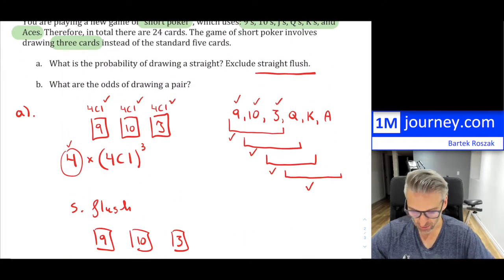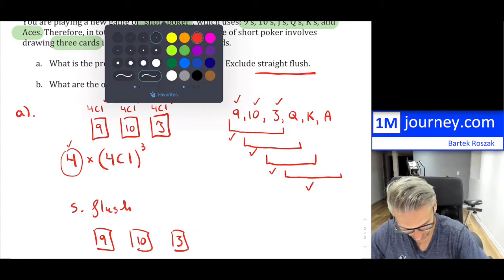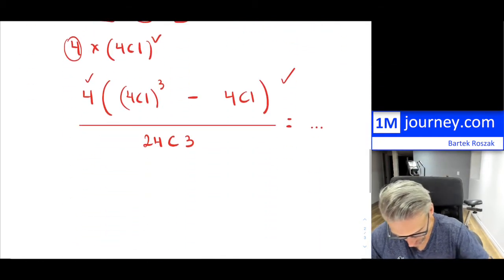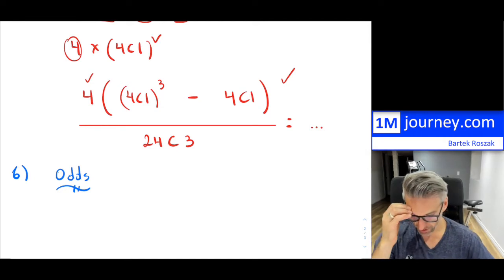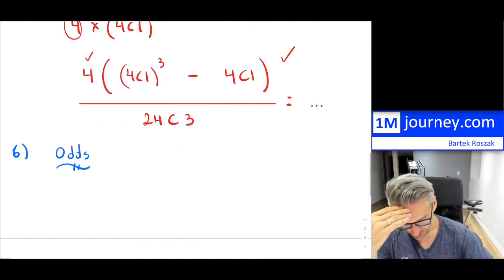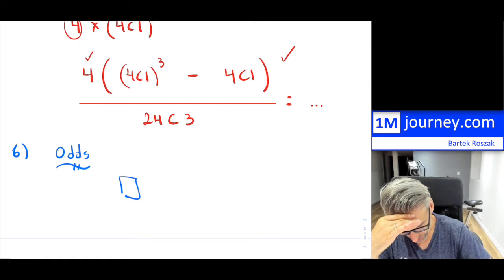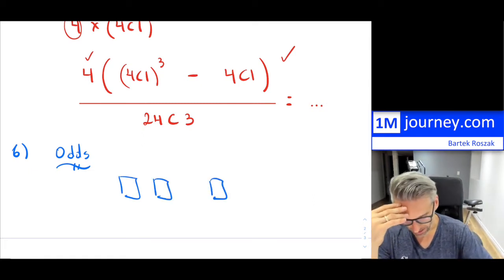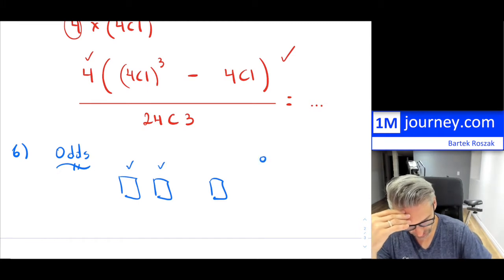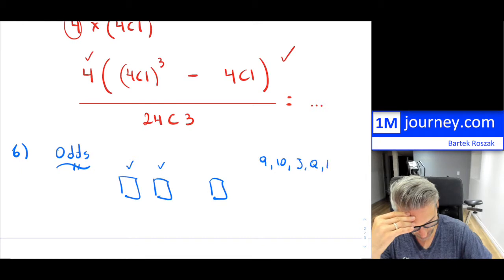How about part B? What are the odds of drawing a pair? So this one is a little bit different. Drawing a pair, and now they want the odds. So we're going to have to find out the odds instead of the probability. Again, I am drawing 3 cards, but I want a pair, between the 9, the 10, the jack, queen, king, and an ace.